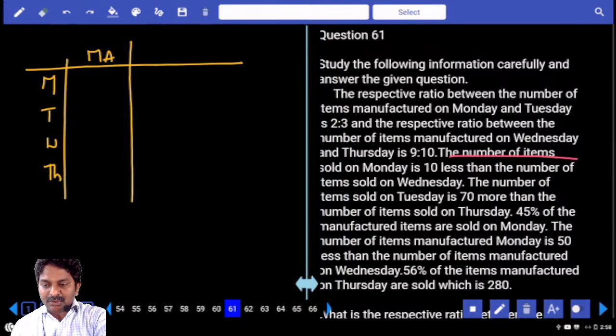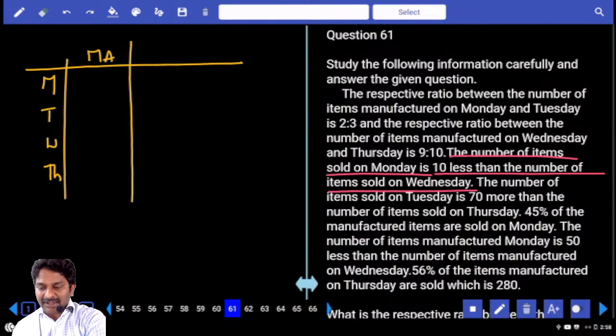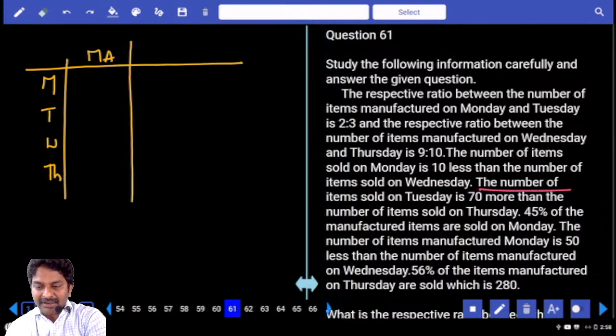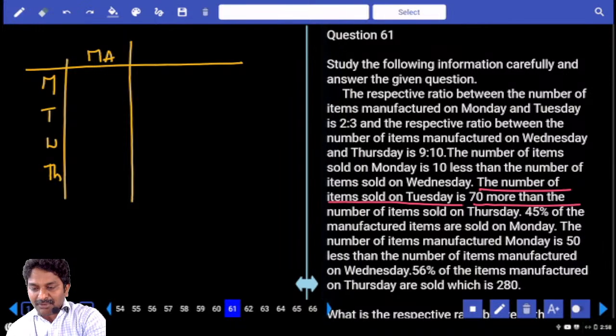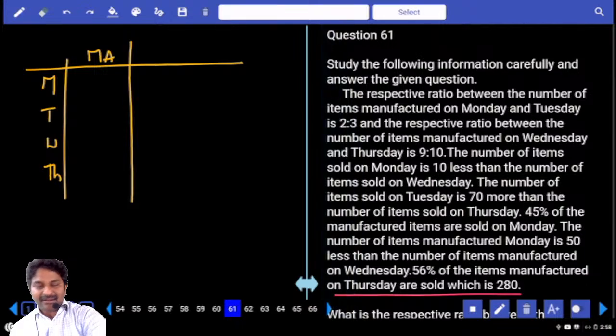Number of items sold on Monday is 10 less than number of items sold on Wednesday. Here also only comparison is there. The number of items sold on Tuesday is 70 more than that of, here also comparison is there. There is a number I can see here, which is in the last line.